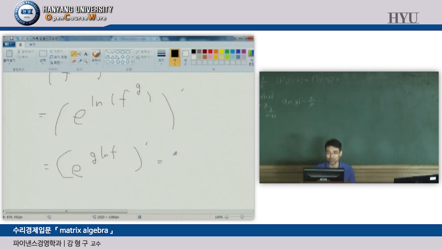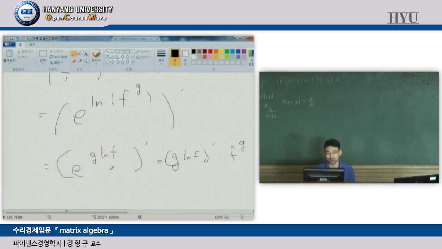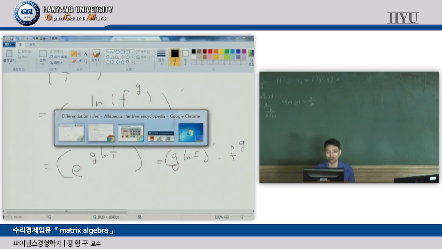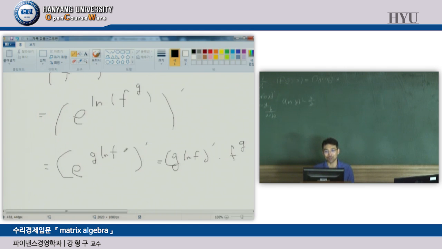It is g, l n f prime, and exactly the same thing, but this one is basically the same as f to the g, right? Because it is an exponential function, this is basically the same f to the g. That's why we have f to the g over here. This thing and this thing are basically the same. But then it is again easy.